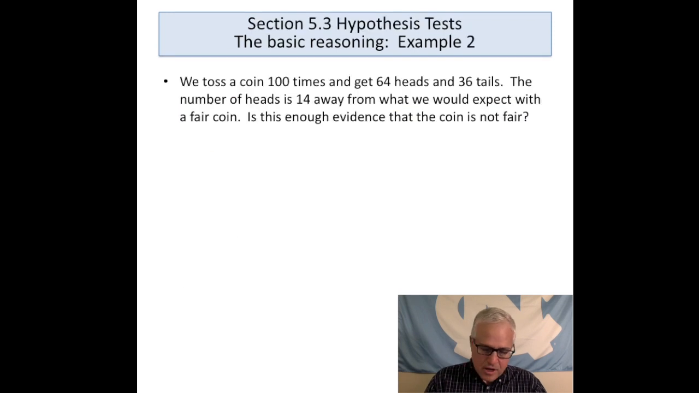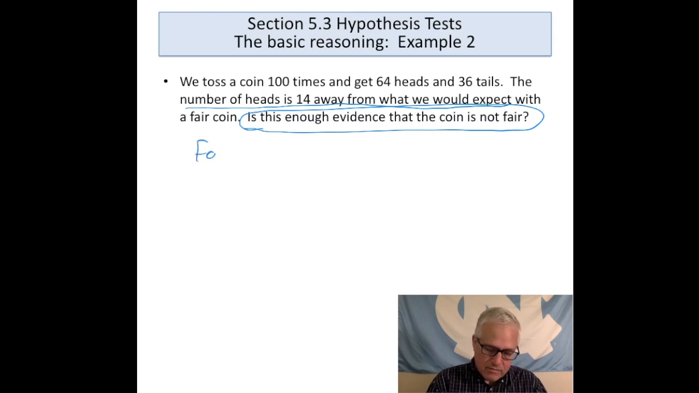Okay, so today I want to ask a similar question. I toss a coin 100 times, and I get 64 heads and 36 tails. And the number of heads is 14 away from what we would expect. So I didn't specify less than, anything like that. I just want to know, is this enough evidence that the coin is not fair? Okay, so fair coin. This is going to disappear on the next page, but I just want to say fair coin means probability of heads is 1/2.